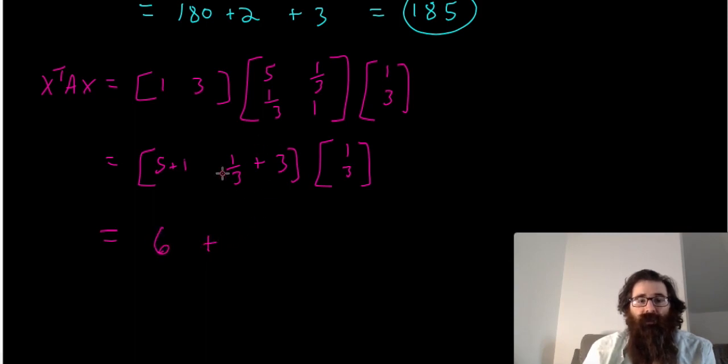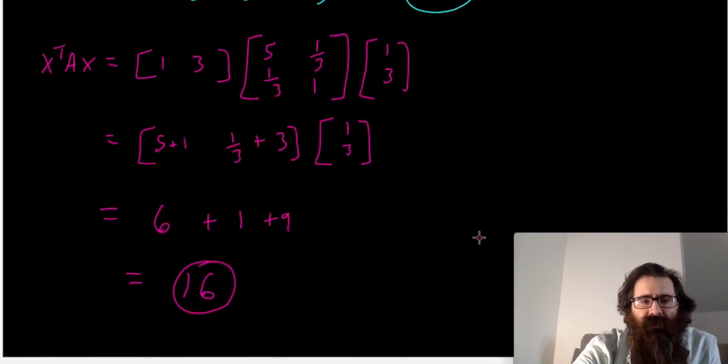Plus, and here I didn't combine these, but it's all for the better. Because 1 third plus 3, quantity times 3, I'm going to get 3 times 1 third. Think about distributing. 3 times 1 third gives me 1, plus 3 times 3 gives me 9. I can add these together. So 9 and 1 is 10. 10 and 6 gives me 16.